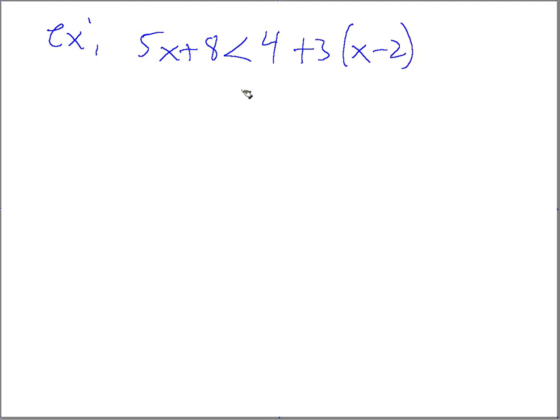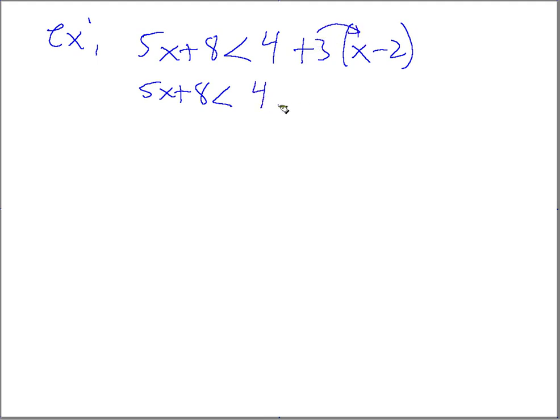All right, let's look at this inequality again. Again, treat it like an equation, right? So let's simplify the right side and get x's on the left, numbers on the right. So 5x plus 8 stays the same here. Now, don't add the 4 and 3, because that'll be violating the order of operations. We need to distribute the 3 here instead, right?